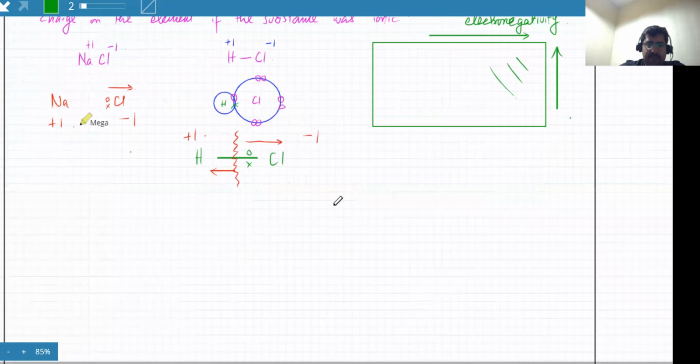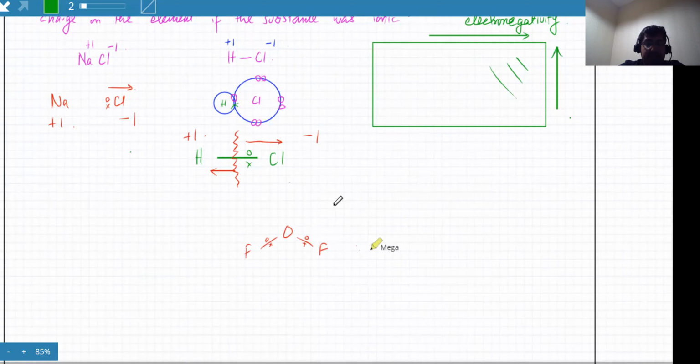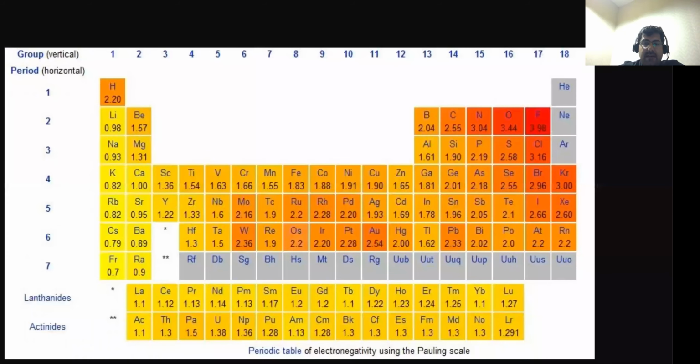So for example, I'm going to try and do another molecule. I've got oxygen with fluorine, right? So it's a covalent molecule. Overall, it has no charge, but obviously the electrons are not shared equally. Who's more electronegative, oxygen or fluorine? For that, we can open the periodic table. Fluorine is right in the corner. Fluorine is 3.98. I don't know if you can see this. Oxygen is 3.44. So obviously fluorine is more electronegative.